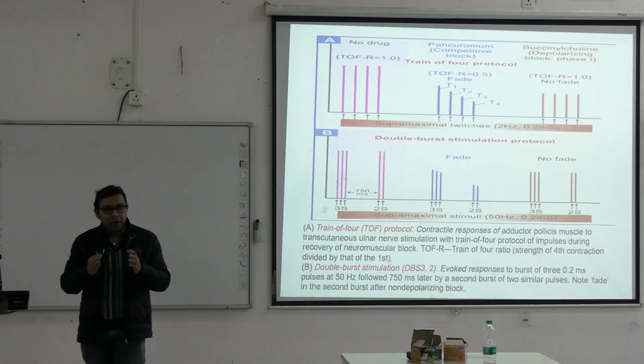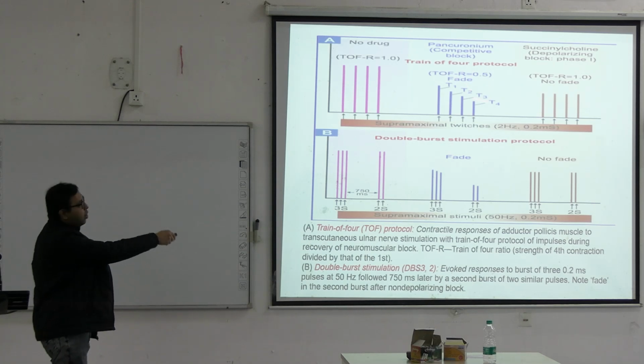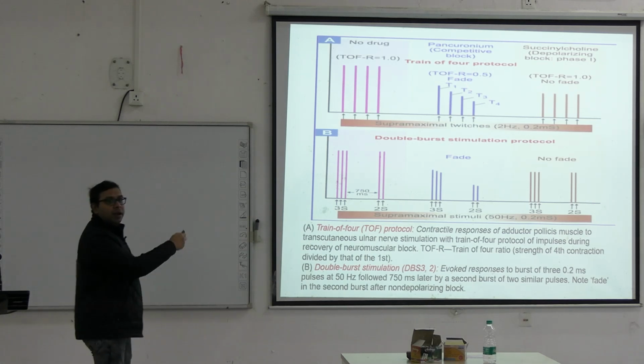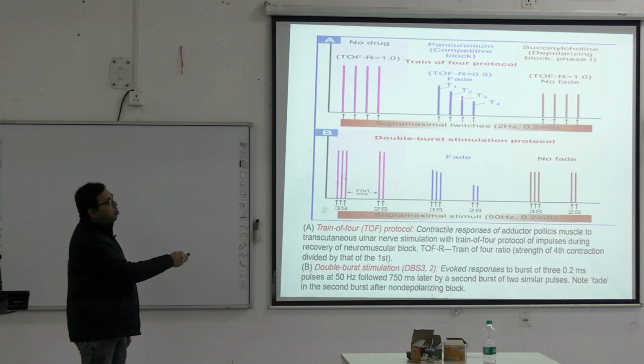So there will be a gradual decrease of this muscle action potential. The train of 4 ratio ultimately decreases, like it will be 0.5 or like this. You can see the gradual decrease.